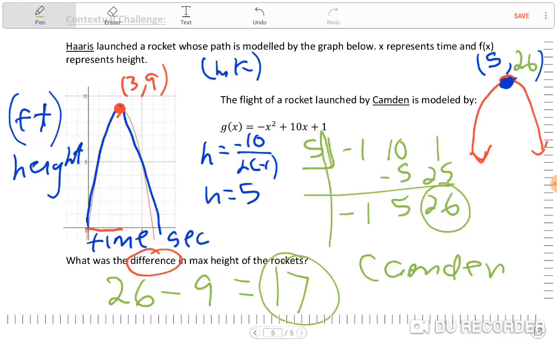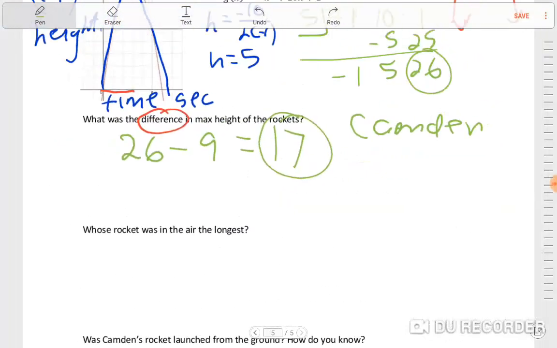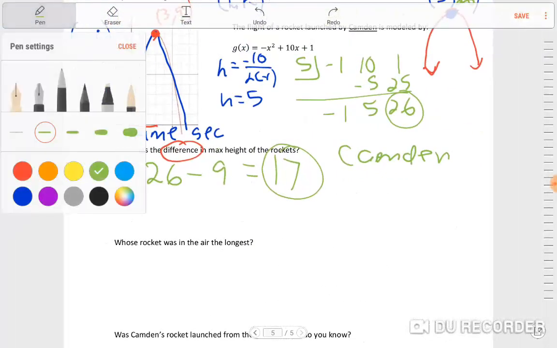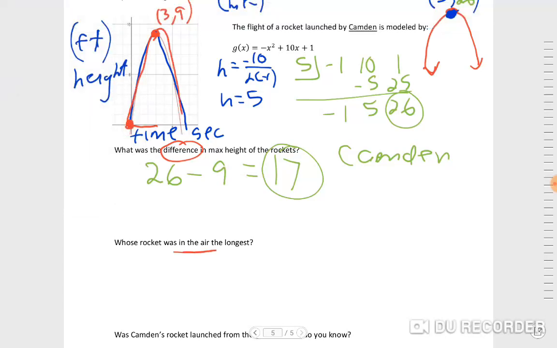Let's move on. Whose rocket was in the air the longest? Okay, well, now we have to understand, what does it mean to be in the air? When you are in the air, well, you're not on the ground. And we can look at the picture of Harris. Harris started at the ground at 0 seconds. It went up and it came back down.